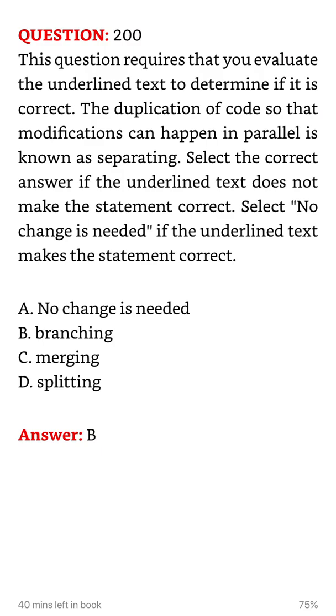Question 200. This question requires that you evaluate the underlying text to determine if it is correct. The duplication of code so that modification can happen in parallel is known as separating. The answer is B. Branching. So the duplication of code so that modification can happen in parallel is known as branching.